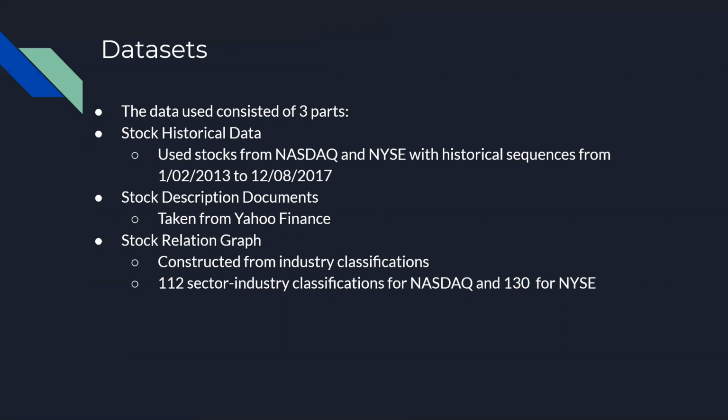The second part was stock description documents, which were taken from Yahoo Finance. And these are what was used to classify the stocks in terms of their industry classification. These industry classifications were then used to construct the stock relation graph. And the team came up with 112 different sector industry classifications for NASDAQ and 130 different classifications for the New York Stock Exchange stocks.